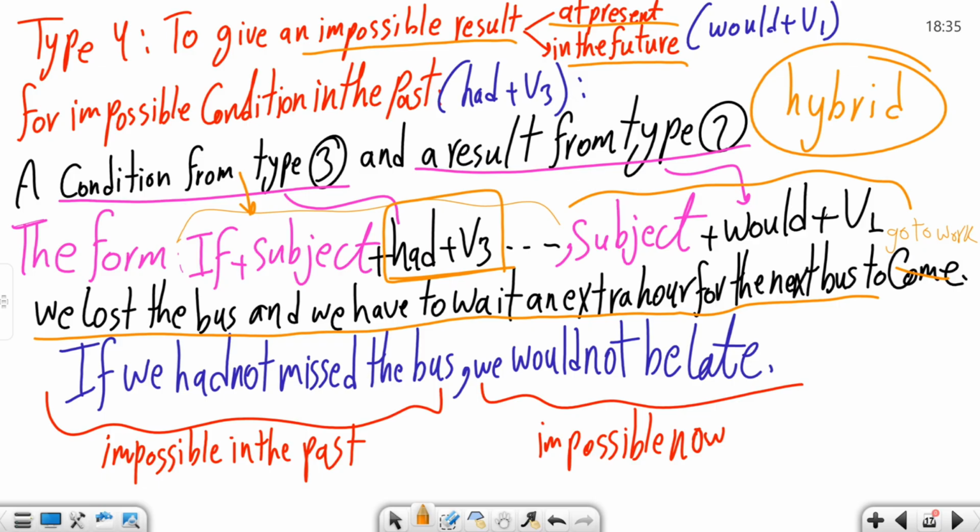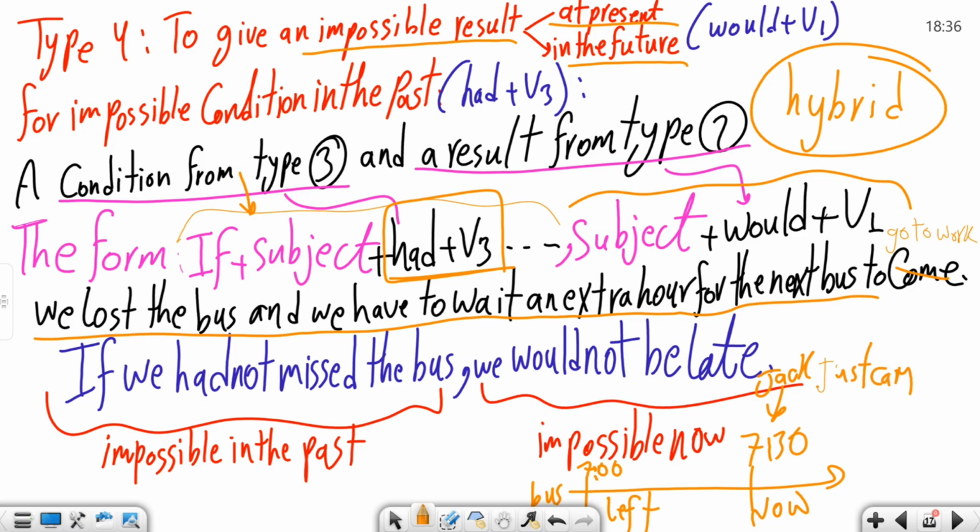And the bus leaves at 7 a.m., for example. Now it is 7:30, and Jack didn't come. The bus left at 7, and Jack came at 7:30. Here, Jack just came. So I tell Jack, if you hadn't missed the bus, we wouldn't be late.